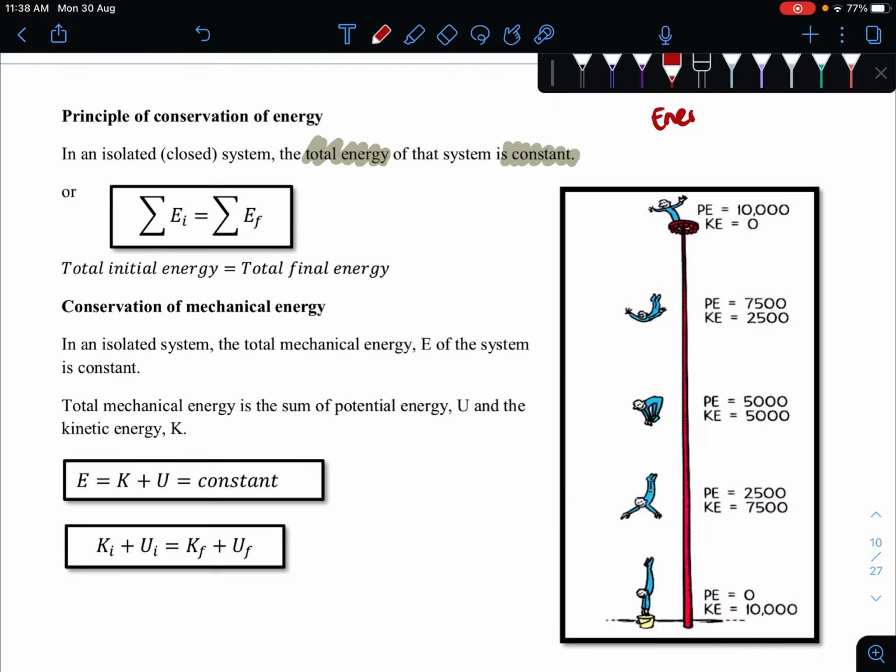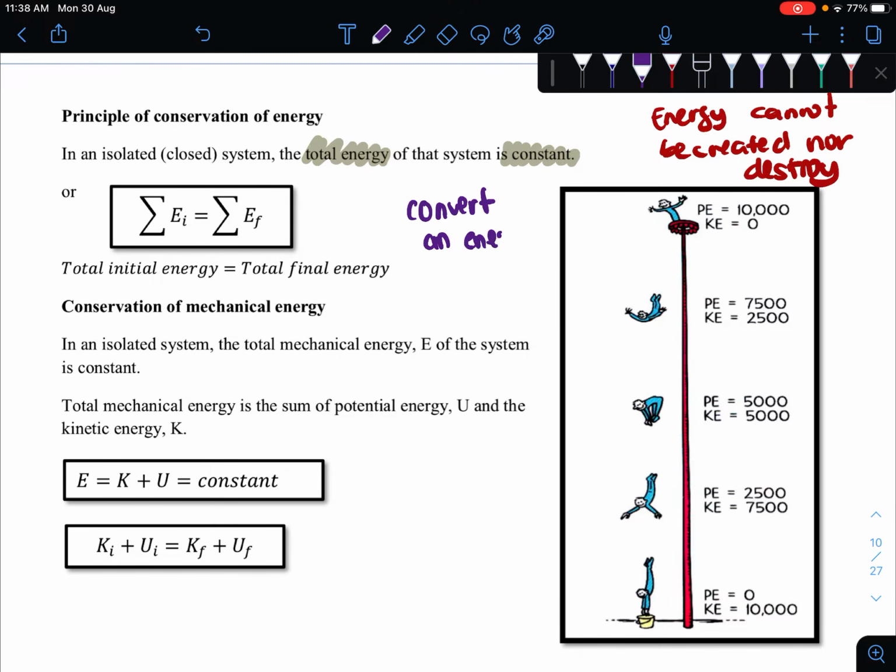Remember, ingat ini, energy cannot be created nor destroyed. Awak tak boleh wujudkan energi yang tak ada dan awak tak boleh hapuskan energi yang ada. However, kita boleh convert, kita boleh tukar satu-satu energi itu from a type to another type. Contoh, daripada heat energy ke sound energy, kita tukar. Alright? However, you can convert an energy to another type of energy.